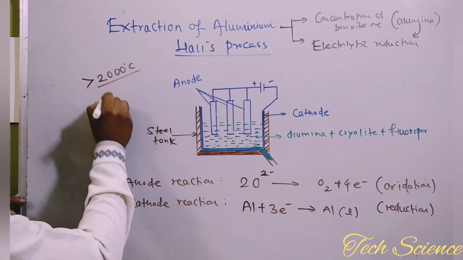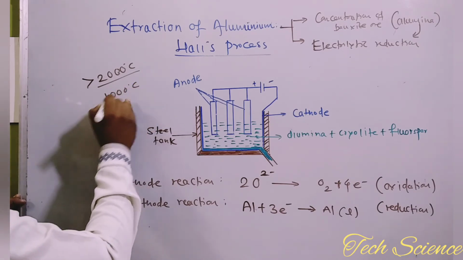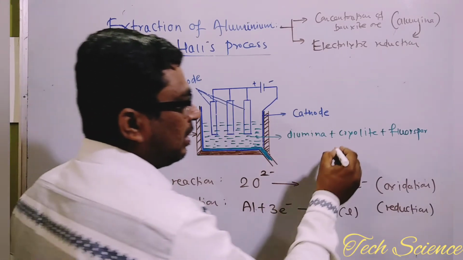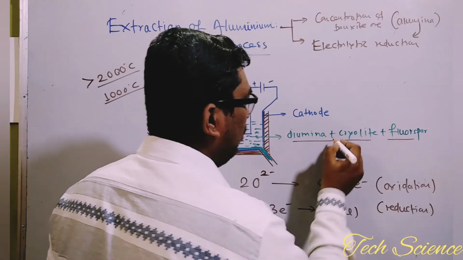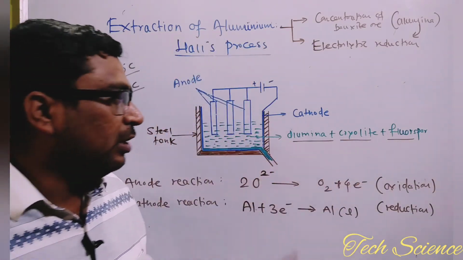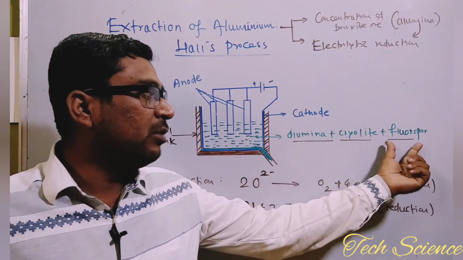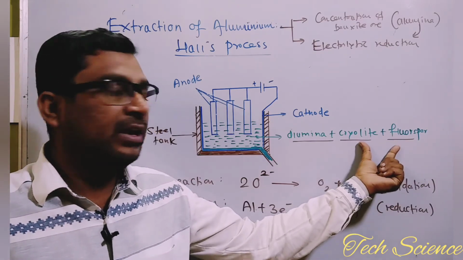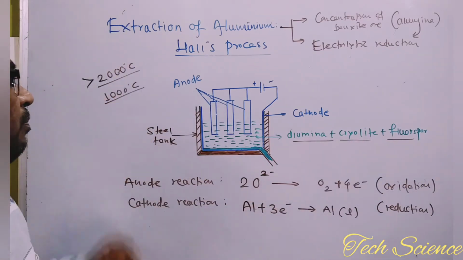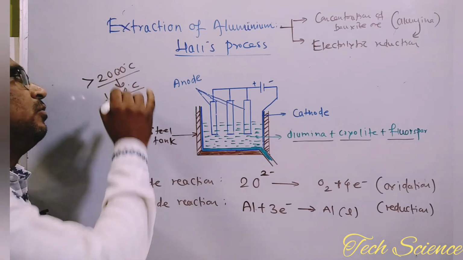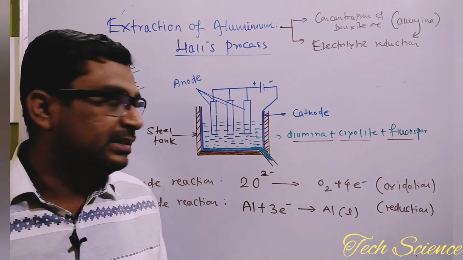So to reduce it to about 1000 degrees Celsius, we can add cryolite and fluorspar along with the alumina, and this is the mixture. So the alumina mixture contains cryolite and fluorspar. What is the purpose of adding these two? You have to reduce the melting point of the alumina from 2000 to 1000 degrees Celsius.